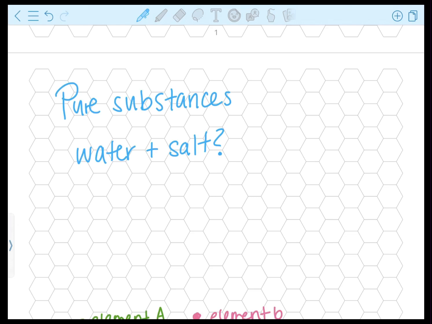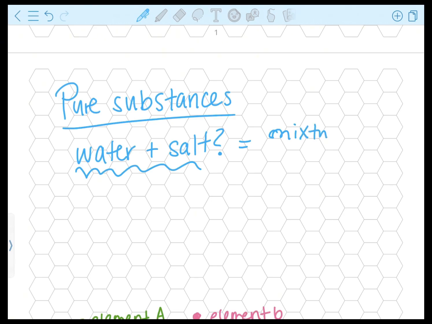So in the previous video, we talked about pure substances, and those include pure elements and an array of singular molecules, like water. But what happens when you mix water with salt? That's called a mixture, and we want to find the composition of these mixtures. And more specifically, that example of water with salt is called a solution.